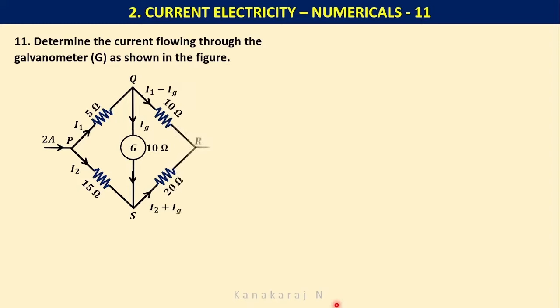I2 reaches S and splits. Ig adds with I2 and becomes I2 plus Ig at S. Then finally I1 minus Ig and I2 plus Ig join, Ig cancels. We once again get I1 plus I2. That's what we call 2 ampere.